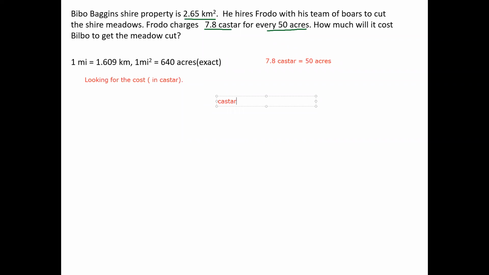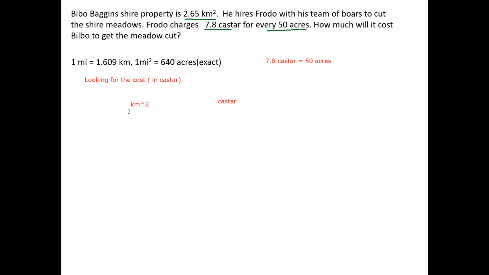So that's going to be our final units. But we need to get from kilometers squared to castar. And so here we have kilometers squared. We need to get to castar. There's no direct conversion between kilometers squared and castar because there's no conversion factor given to us that directly links the two.